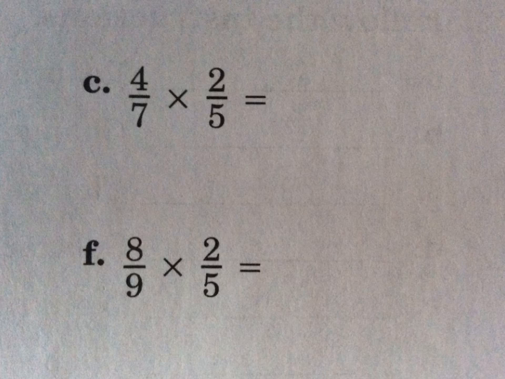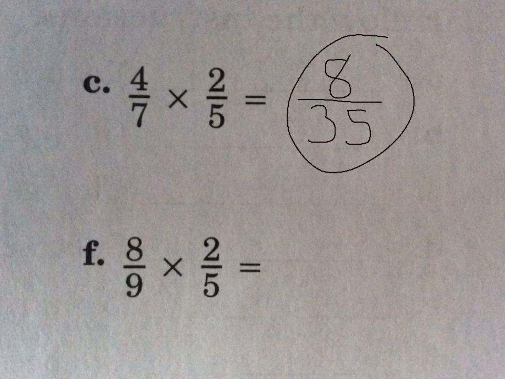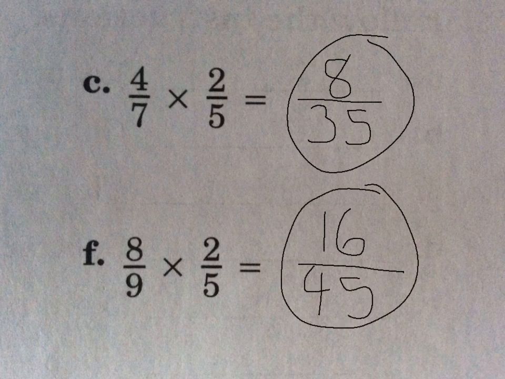C. Nothing goes into 4 and 5 besides 1, and nothing goes into 7 and 2 besides 1, so we're multiplying straight across. 4 times 2 is 8, 7 times 5 is 35, and we get 8/35. Same thing here, nothing for 8 and 5, nothing for 9 and 2. So we'll multiply straight across. 8 times 2 is 16, 9 times 5 is 45, and our answer is 16/45.